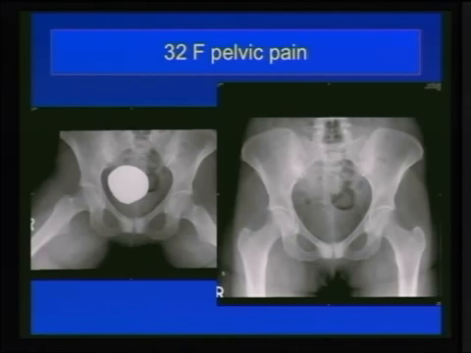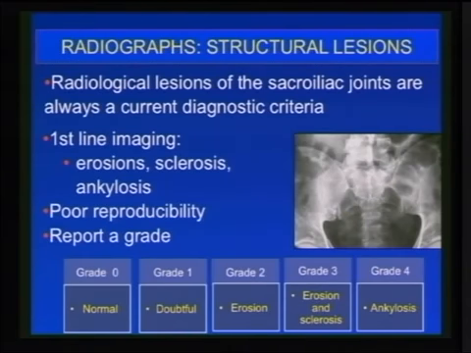This is a case of a 32-year-old female patient complaining of deep pelvic pain. You see that this patient has bilateral sacroiliitis, more evident on the right side, and with this much sclerosis at the symphysis pubis, you can link these two pieces of information: osteitis pubis is one of the findings that can also be found in spondyloarthritis. So it is something really important to mention.